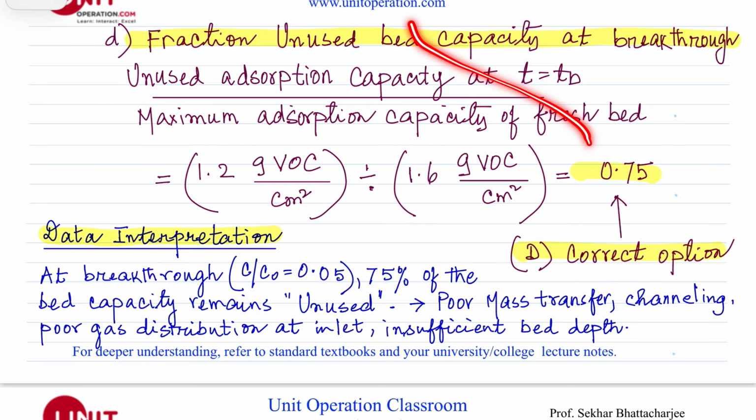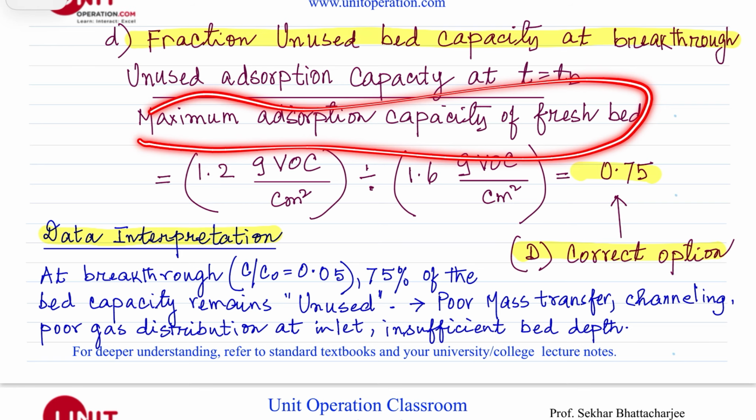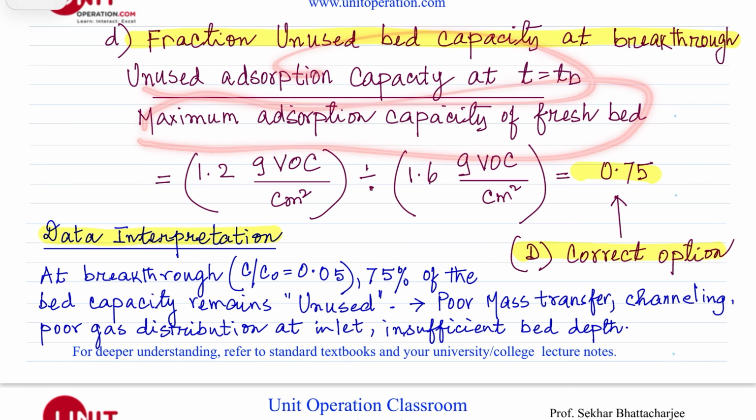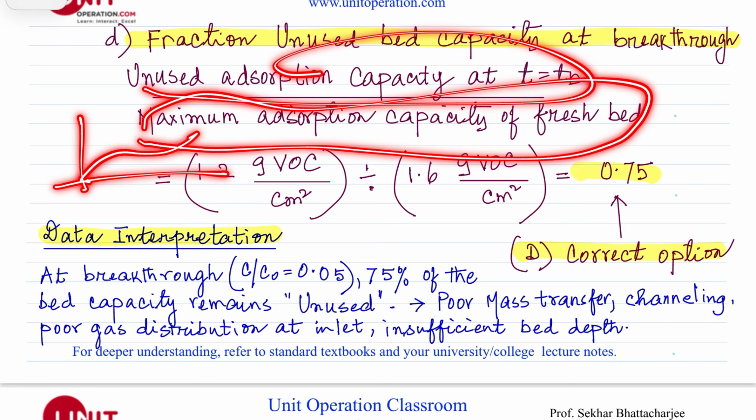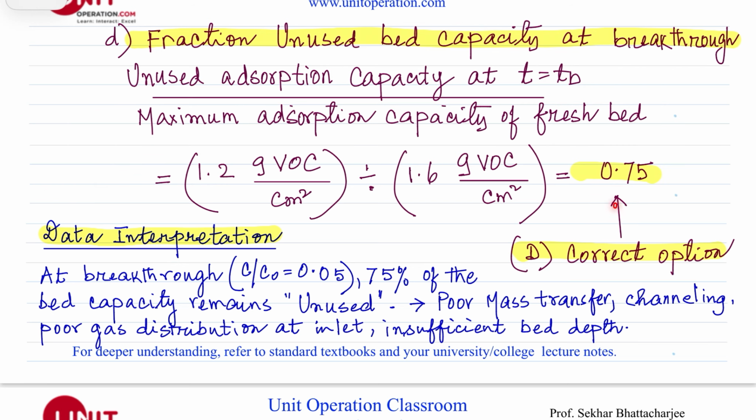So all the details are, of course, given here. Copies of these slides are given on the website here. So as we can see, it's 0.75. So the fraction of the total absorption capacity that is still unused at time TB is 75%. It's still activated carbon, which is capable of absorbing the VOC.